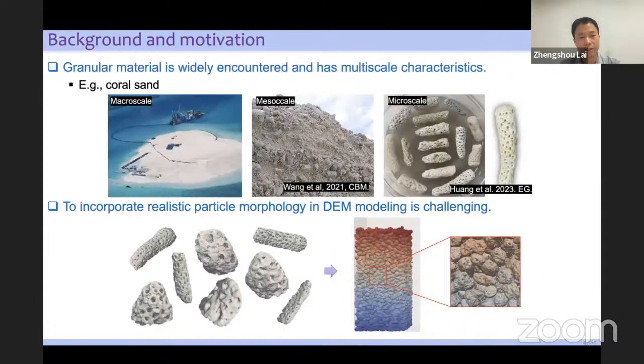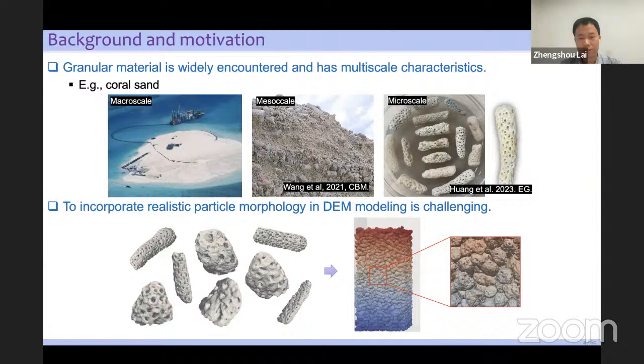First is the signed distance field-based DEM. The background is that granular material is widely encountered in nature and industry, and it has multi-scale characteristics. For example, we are recently working on coral sand. It is the major type of geomaterial in the islands in the South China Sea, and two of the most salient features of coral sand are that the shape is very irregular and it has an abundance of internal voids.